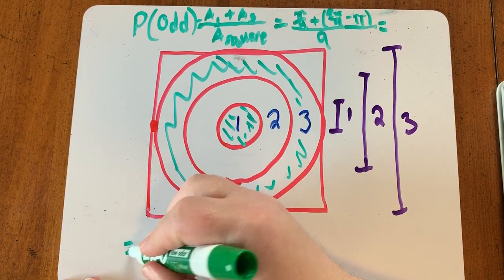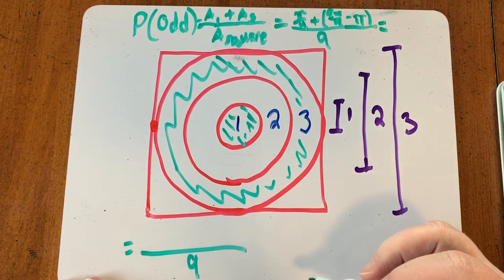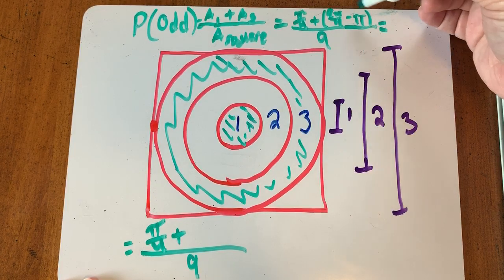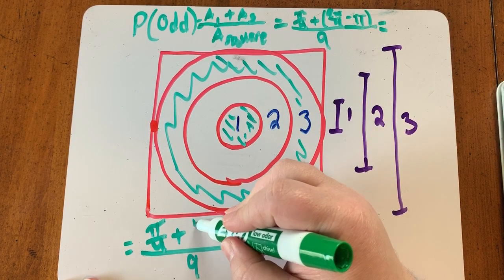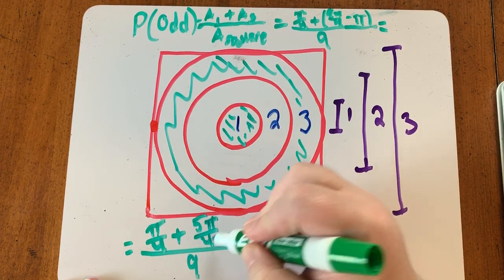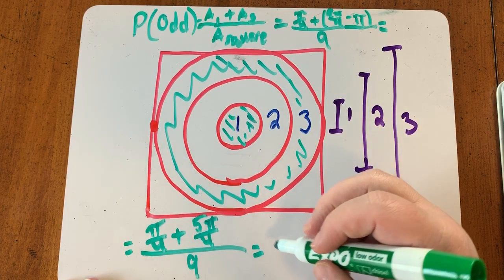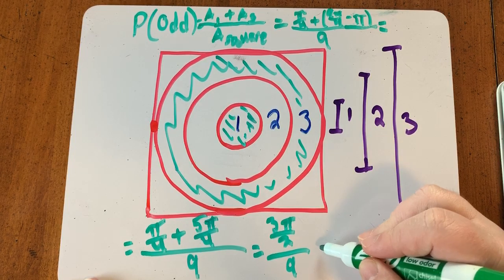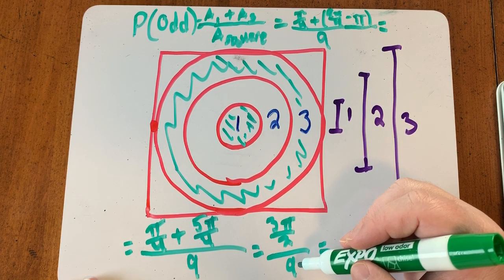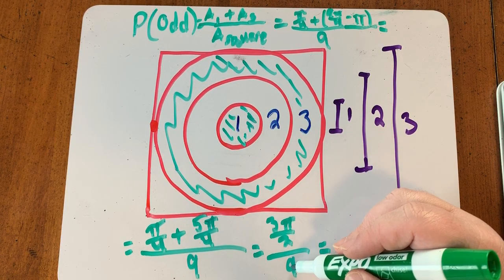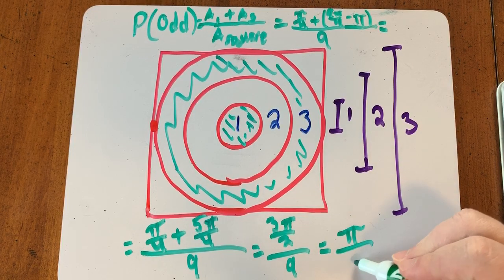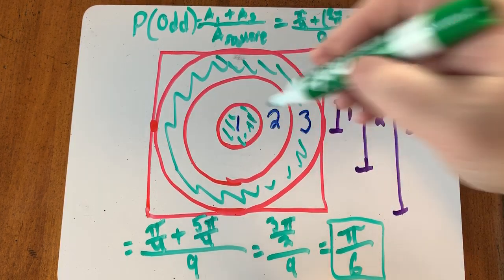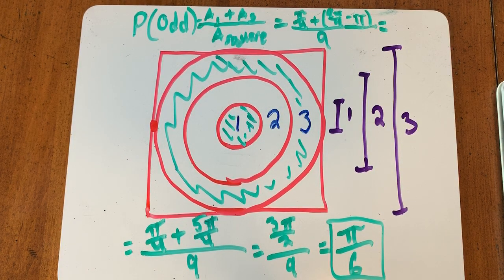So I'm just going to continue down here. Denominator of 9. The numerator is pi over 4 plus, and 9 pi over 4 minus 4 pi over 4 is 5 pi over 4. So that's 6 pi over 4, which is 3 pi over 2, over 9. The 3 and the 9 divide off. That's pi over 2 over 3, which is pi over 6. So that's the probability of getting an odd score.